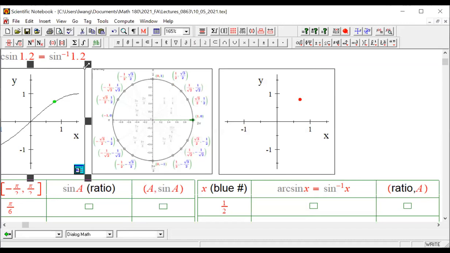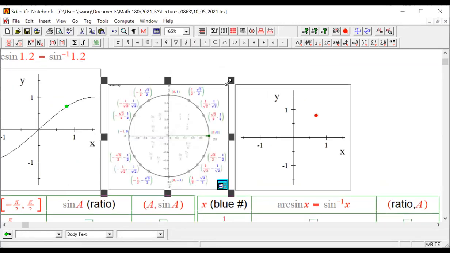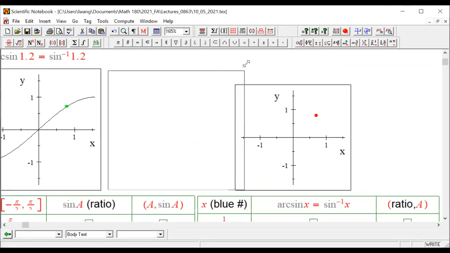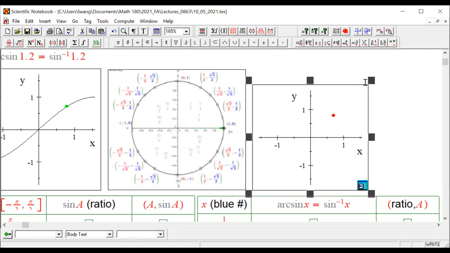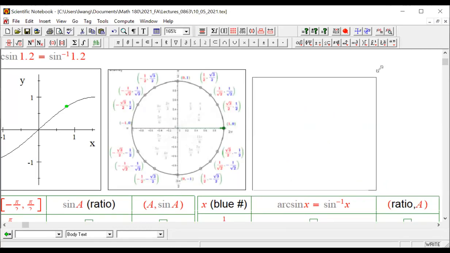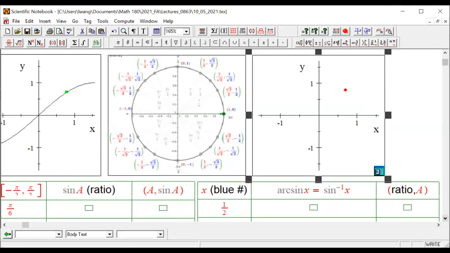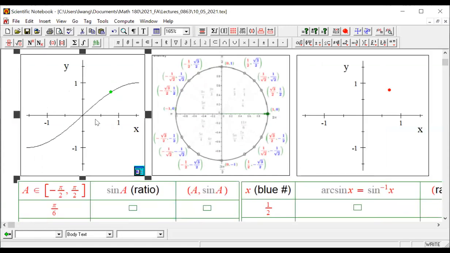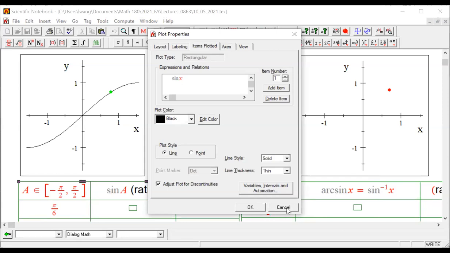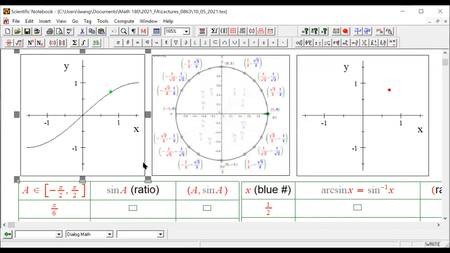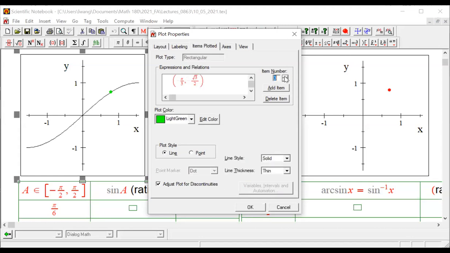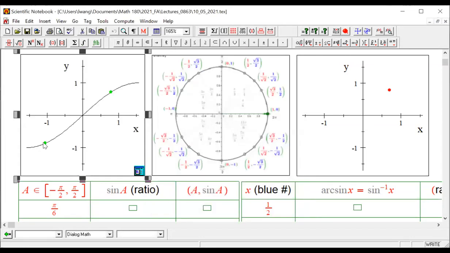Okay, so I can make this a little bit larger. You can see, I wish I had a big blackboard, right? I miss the classroom. So let's see, where's my green? I should have another green. Ah, forgot to click the dot. Right there.